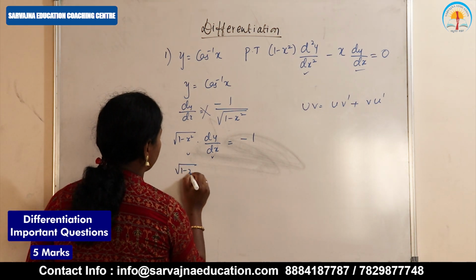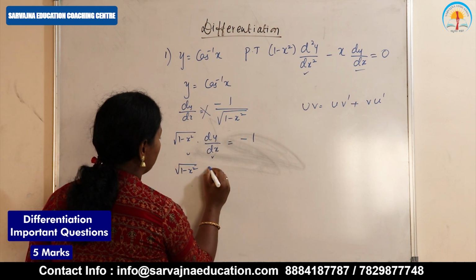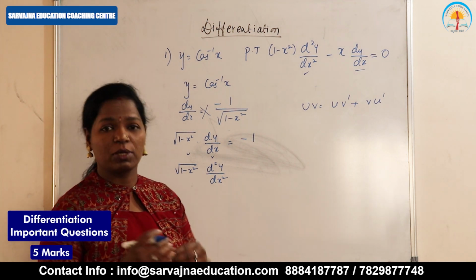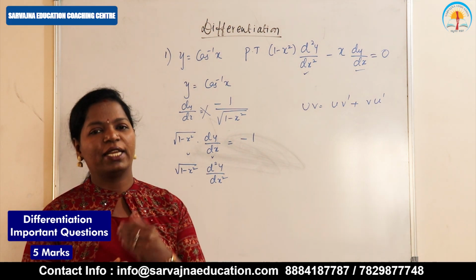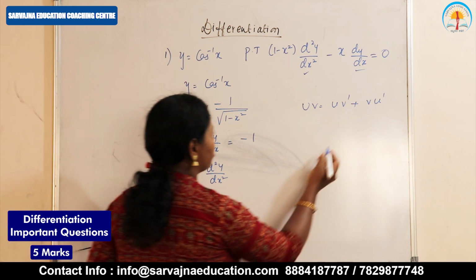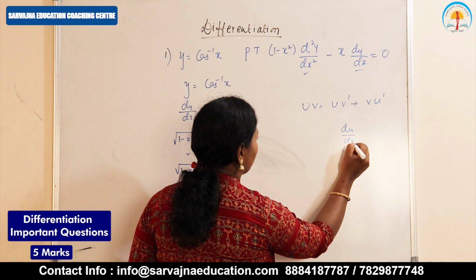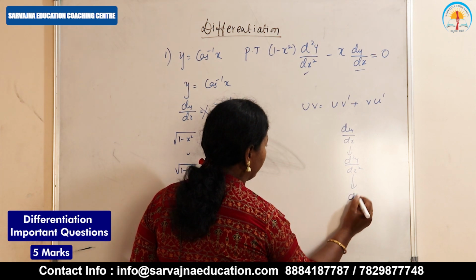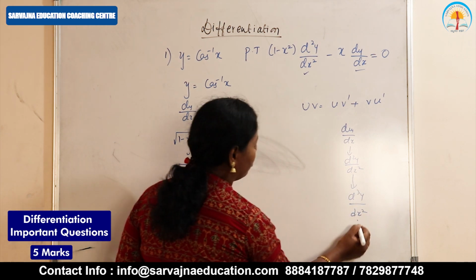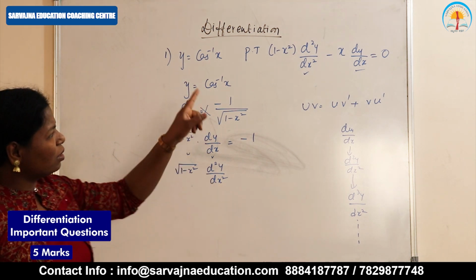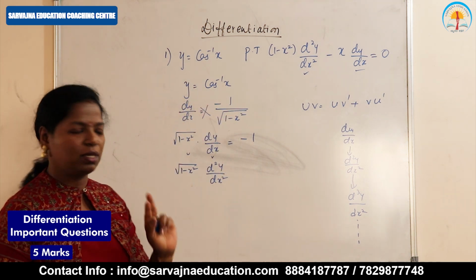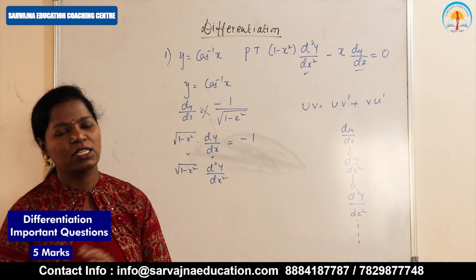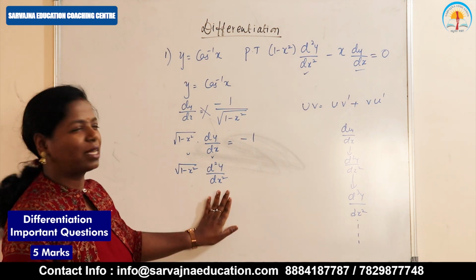So root 1 minus x square, and the differentiation of dy by dx is d square y by dx square. See, if you differentiate dy by dx once again, it will be the second derivative, d square y by dx square. Differentiating once again gives d cube y by dx cube, and so it goes on. But in the prove that section I need only d square y by dx square, so the second derivative is enough here.